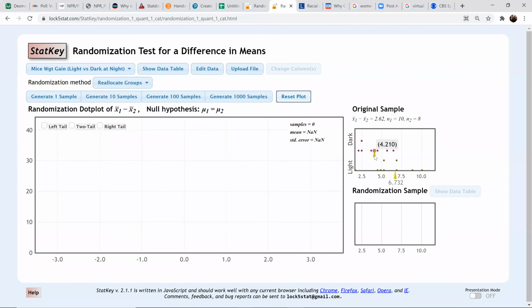The mean from the first set is around 4.2. Mean from the second set is about 6.72. So the difference in those means is one way that you can look at whether or not there was actually a difference amongst these mice in their weight gain. And that's a reasonable way to look at it. Is there a difference? Now, when we subtract the mean weight gain from one versus the other, light minus dark, we get 2.62 grams. Is that significant?